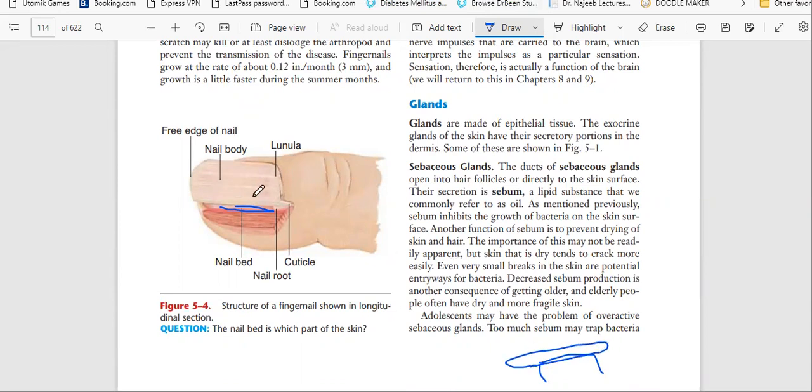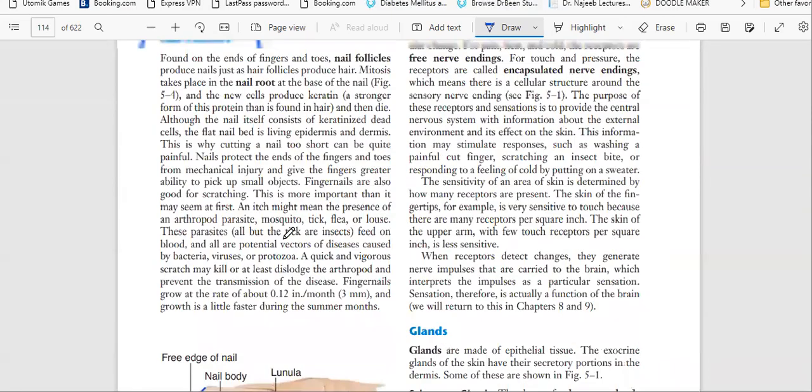This is called the lunula. This is the free edge of the nail, so whenever the nail grows, we cut it out. This is the nail root. Actually, the growth of the nail happens here, but the nail part is pushed forward to this area. That is the reason we cut it. So the nail root is here, this is the nail bed, and here we have the cuticle. So this is the structure of the nail.